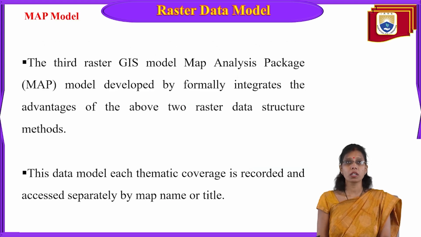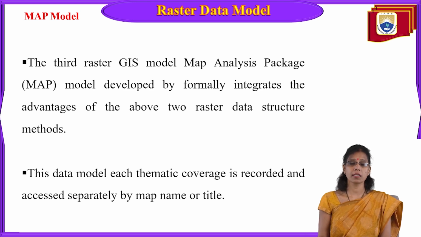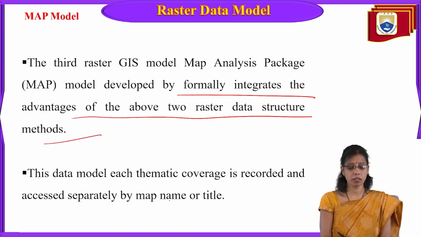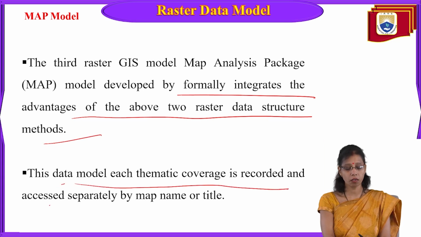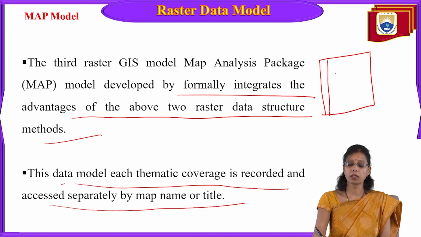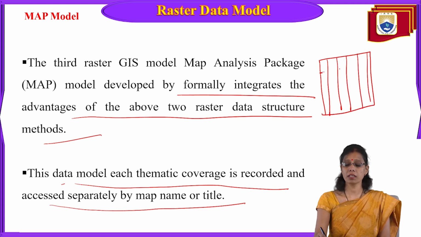Now coming to the map model. The map model is the simplest way. The third raster GIS data model is the map model, where features are represented with names. It was developed to formally integrate the advantages of the above two raster data structure methods. In this data model, each thematic coverage is recorded and mapped separately by name. So each data is recorded through name. Suppose there is a grid here. The entire map will be with a single theme.